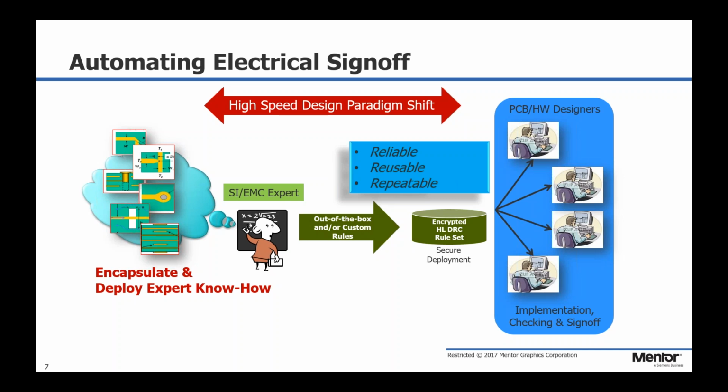What you're doing by doing that is you're removing that bottleneck by capturing some of the expertise from the maybe high-speed expert and putting it in the hands of the designers, giving it to them to be able to use this information and be able to check the board rather than create this bottleneck.